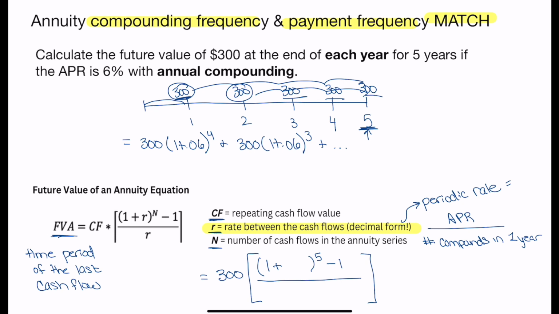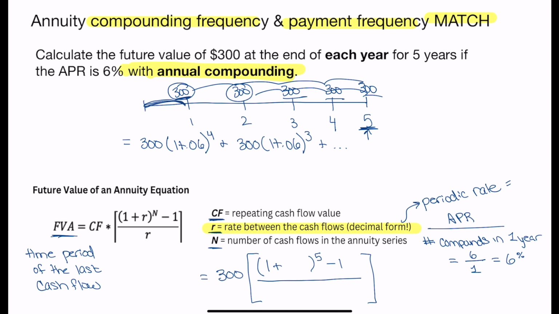So if I calculate the periodic rate, I'm going to end up with my APR is 6%, and my number of compounds in 1 year is actually just 1. The reason it's just one is because it says annual compounding, right? So there's one compound per year. So my periodic rate here just ends up being 6%.